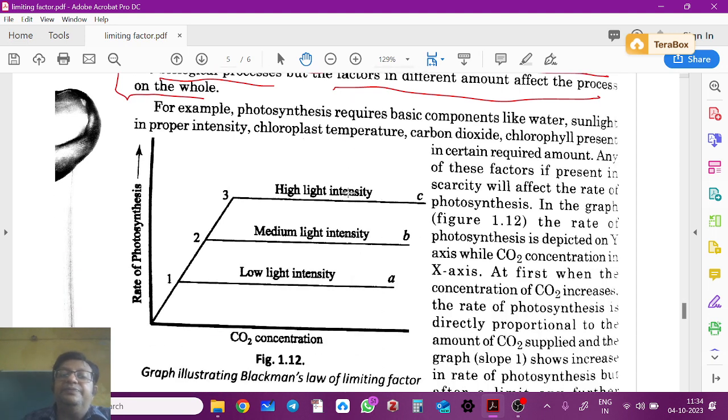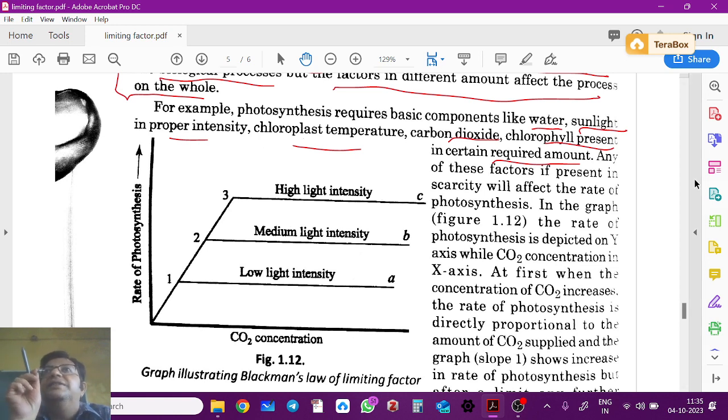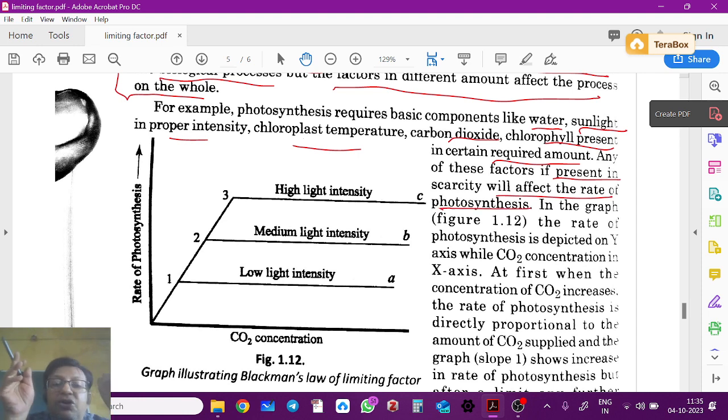For example, photosynthesis requires basic components. What do you require for photosynthesis? Water, you need sunlight of proper intensity, chloroplast, temperature, carbon dioxide, chlorophyll present in certain required amounts. So if any one of these factors reduces, the organism will not grow. If any one of these factors is present in scarcity, it will affect the rate of photosynthesis, and if it affects the rate of photosynthesis, it cannot grow.